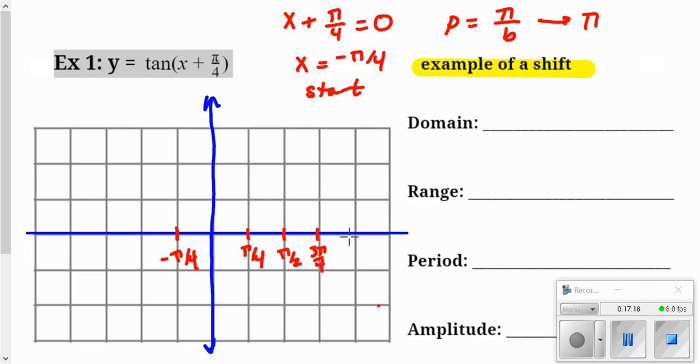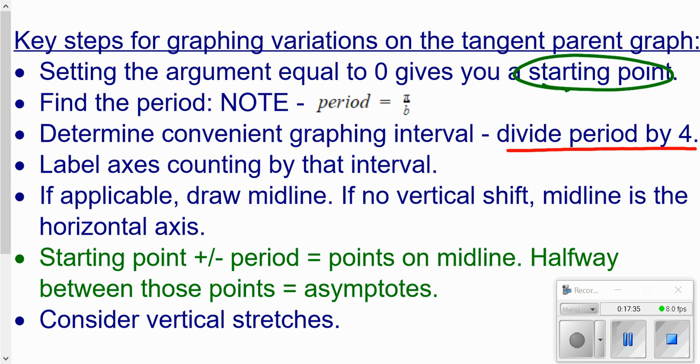And you don't have to necessarily label all of them. Just because you're counting by something doesn't mean you have to label every single tick mark. So I might choose here to just do negative pi over 2 and negative pi. You don't have to label every single one, okay? Up to you. All right, so I think we've done all of that.